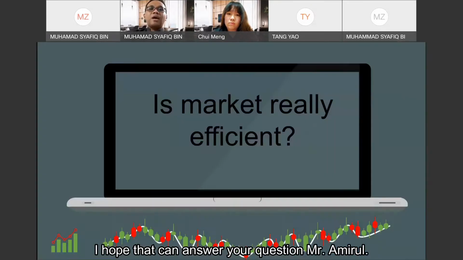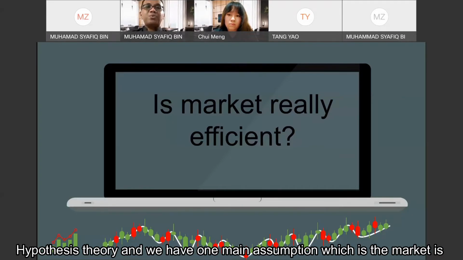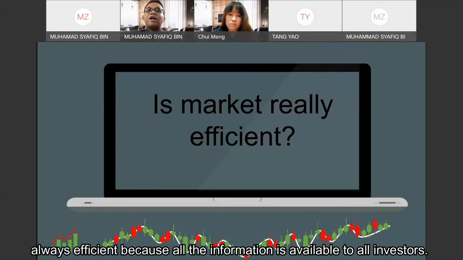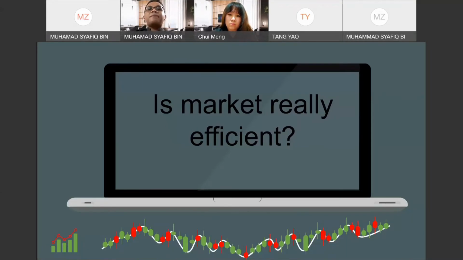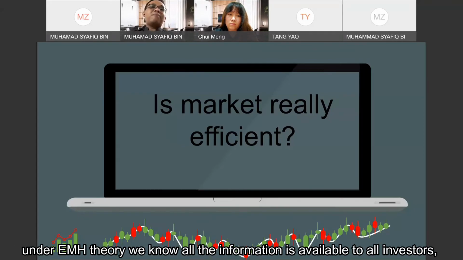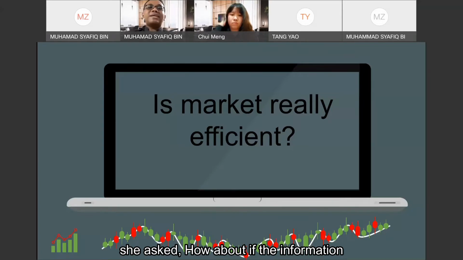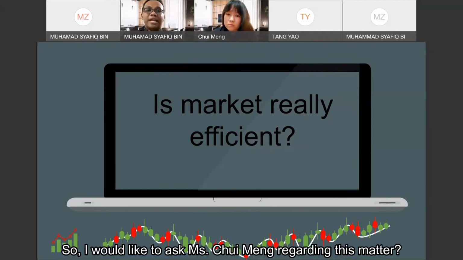Amirul. Okay, in our earlier discussion, we discussed the efficient market hypothesis theory, and we have one main assumption, which is that the market is always efficient because all the information is available to all investors. So next, I want to focus on whether the market is really efficient enough, because there is a question in the chat box from Ms. Jui. Under the efficient market hypothesis theory, we know all the information is available to all investors. She asks, how about if the information is interpreted differently by different investors? So I would like to ask Ms. Chui Ming regarding this matter.